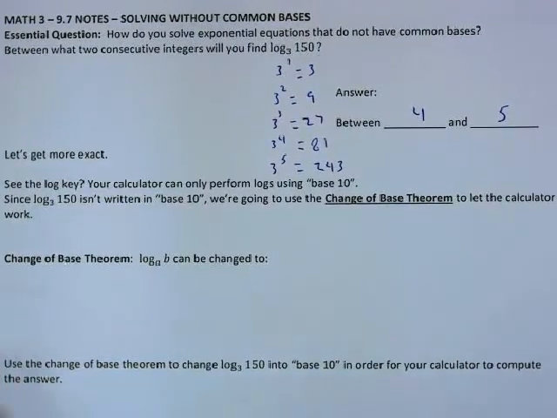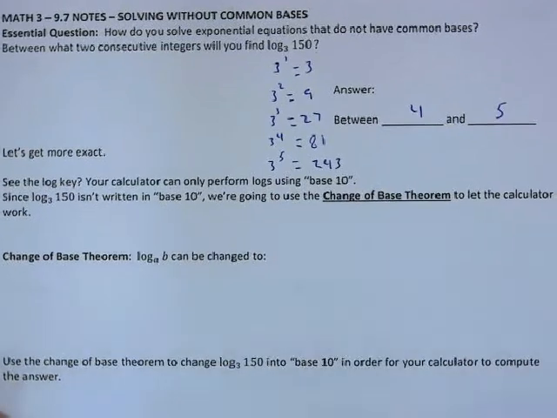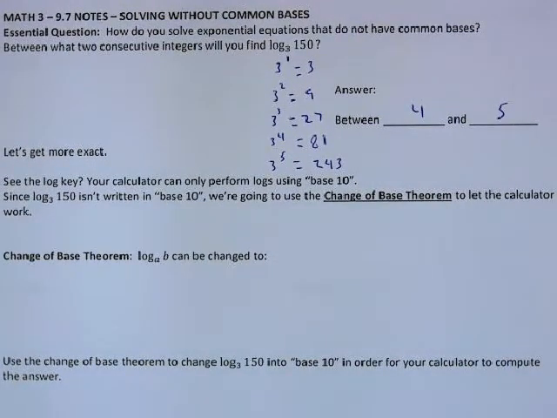All right, so like it says here, since log of 150 base 3 is not written in base 10, we're going to use the change of base theorem to let the calculator work. Now, we don't have to use just base 10. We could also use base e. Natural log works just as fine. Most people are just afraid of writing less letters, I guess, because natural log would actually be less to write. So you can use either one you want. It doesn't matter which one you choose to use. You can use natural log or log base 10.